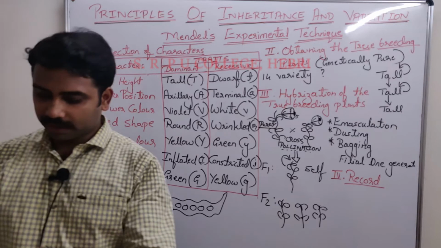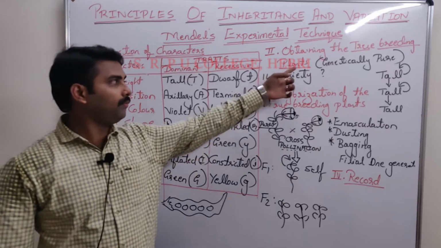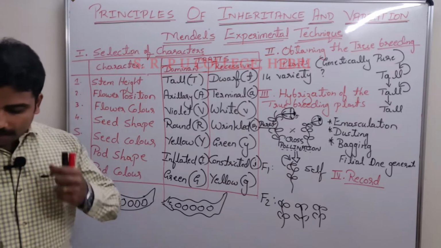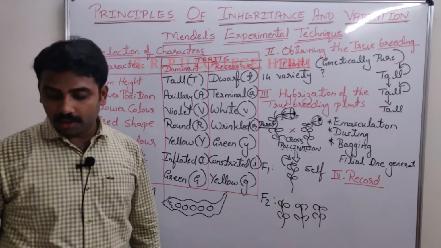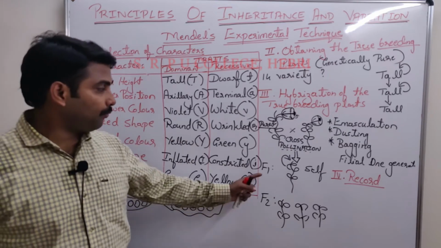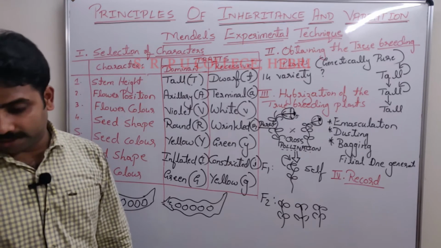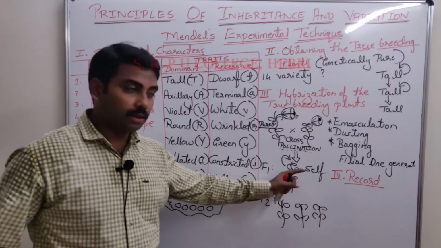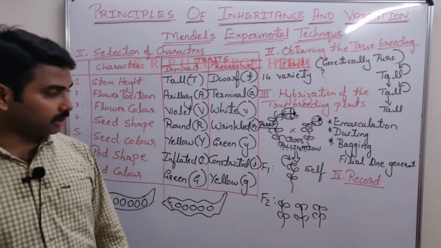Write down. Step number 3. In step number 3, write down hybridization of true breeding plant. Next line. Mendel crossed, underline crossed, true breeding plants to get filial 1 generation, underline in bracket F1, filial 1 generation, full stop. Continue the line. F1 plants were self-pollinated, underline self-pollinated. F1 plants were self-pollinated to get F2 generation.